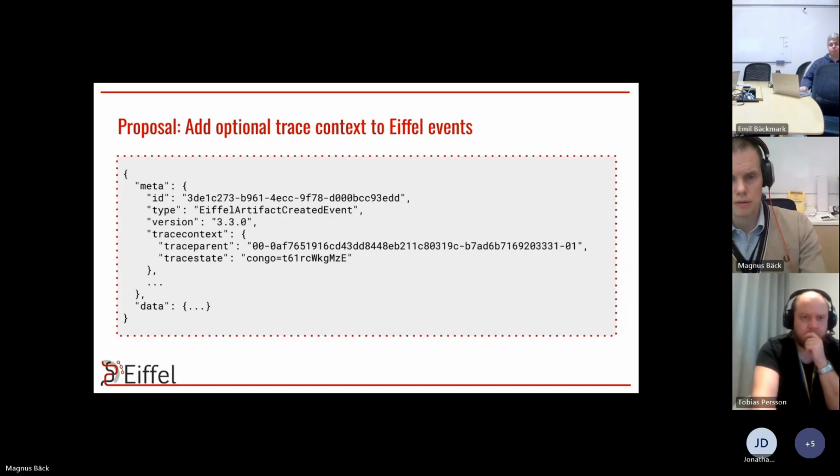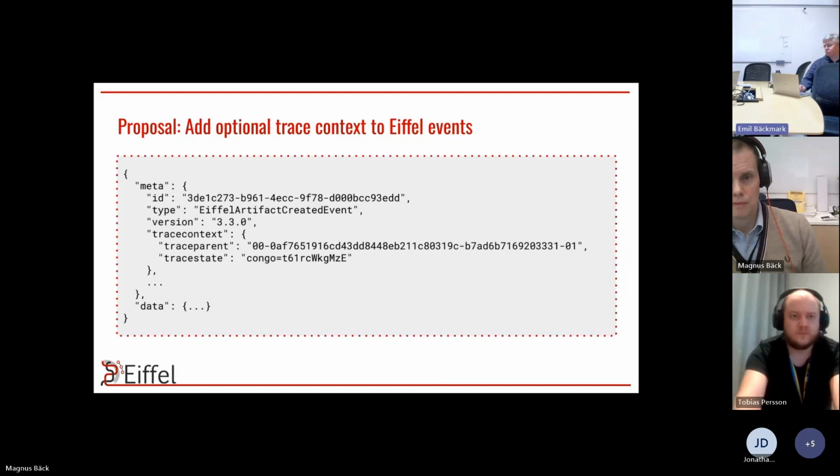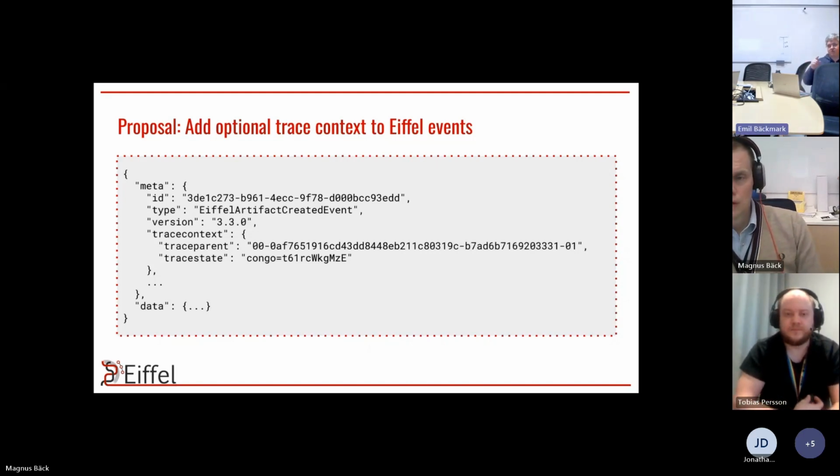Any thoughts? It's also new to me, so I can't say that it's wrong, but it doesn't seem wrong, at least at first glance. So basically, when it comes to the trace parent, is it so that you need to have this generated before you can send the event?